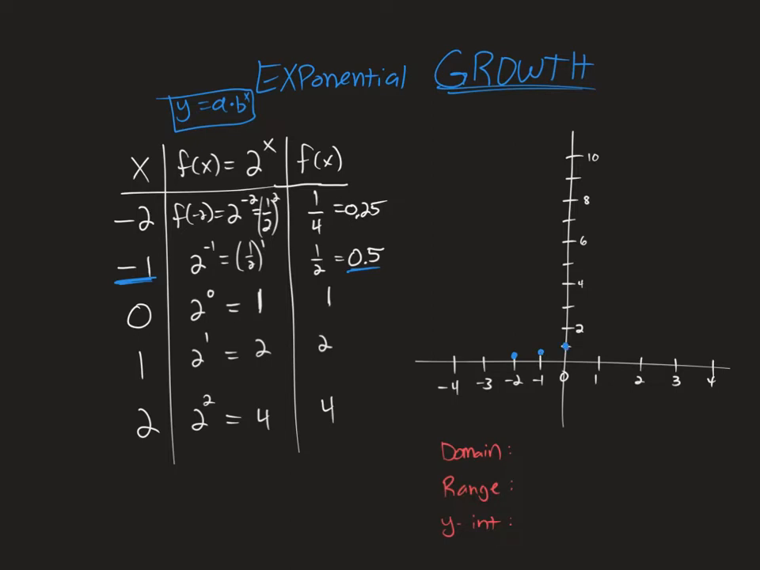0 and then 1. 1 and then 2. 2 and then 4. If we kept going, 3 would be 8. And you can start to see, right? 2 to the power of 3 is 2 times 2 times 2, which is 8. So my output is 8, so we got 8 all the way up here.